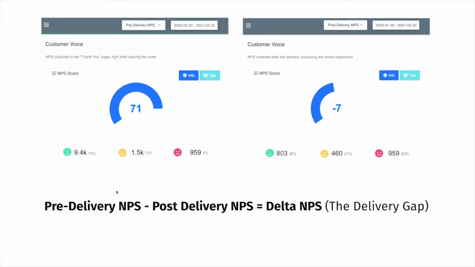This is -7. You need to check the delta NPS, because if the pre-delivery NPS is higher than the post-delivery NPS, that means you are not fulfilling the expectations that you set on the thank you page. If the situation is different, maybe your website is in trouble and you need to fix that instead of fixing the product itself. So of course, it's better to have a better post-delivery NPS, because that means you are doing a good job.